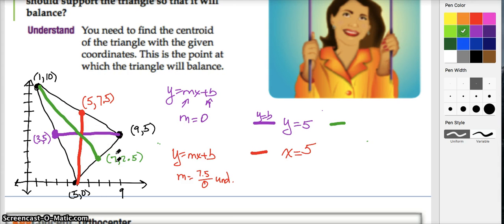I'm going to first find the equation of this line, and I'm going to check this 5, 5 answer. So how do we do it? Again, we're going to use y equals mx plus b. We'll find the slope. Slope is change in y over change in x.